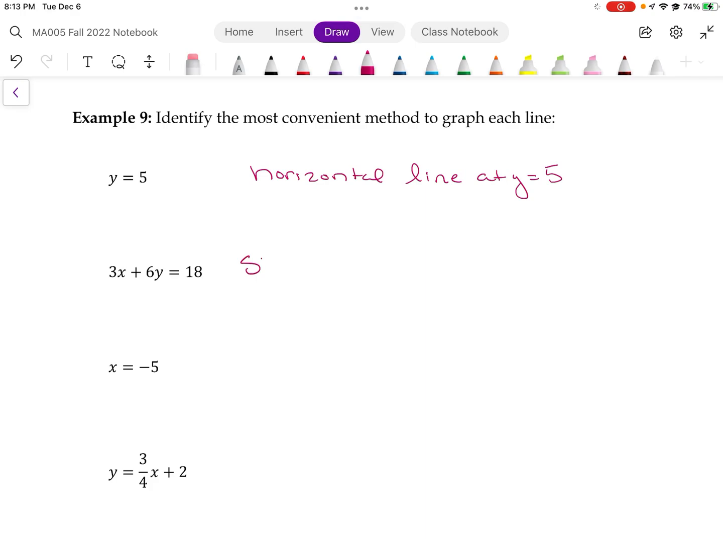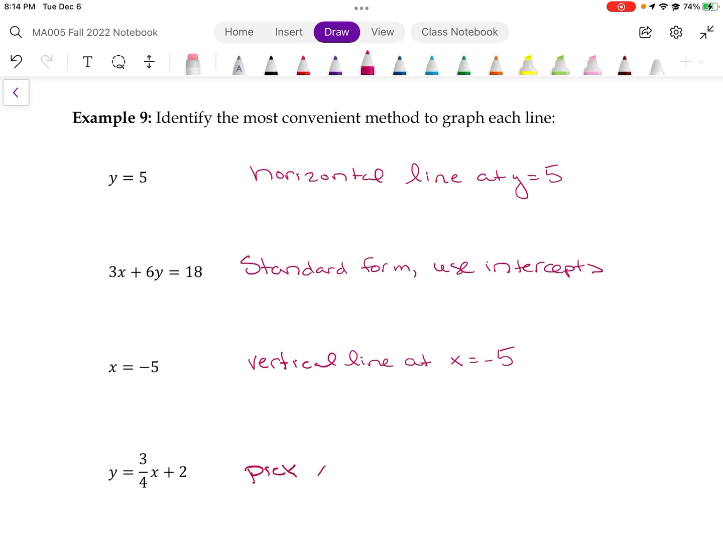The next one is in standard form. So use intercepts. So like I just said, if you pick an x equals 0, you'll find the y-intercept. And if you choose y equals 0, you will find the x-intercept. All right, x equals -5 is a vertical line at x equals -5. And the next one, you're just going to pick x values and solve for y. You can do that once, and then you have found 1 point. Pick a new x value. You found a second point. Do it at least 3 times so you can make sure you haven't made a mistake.